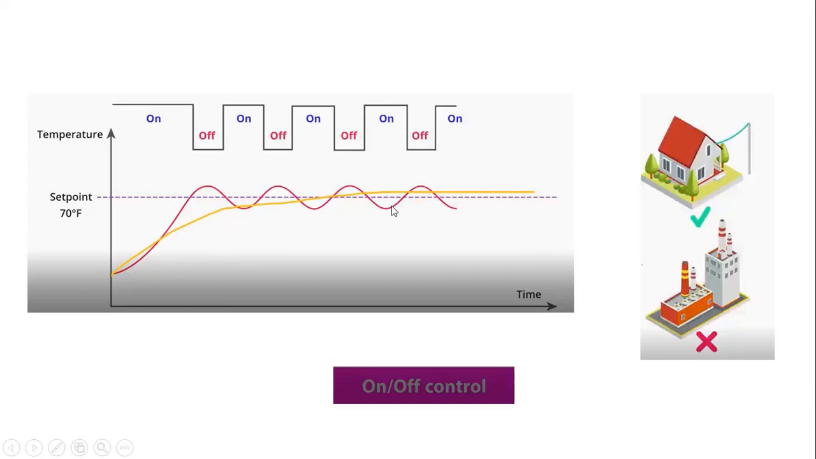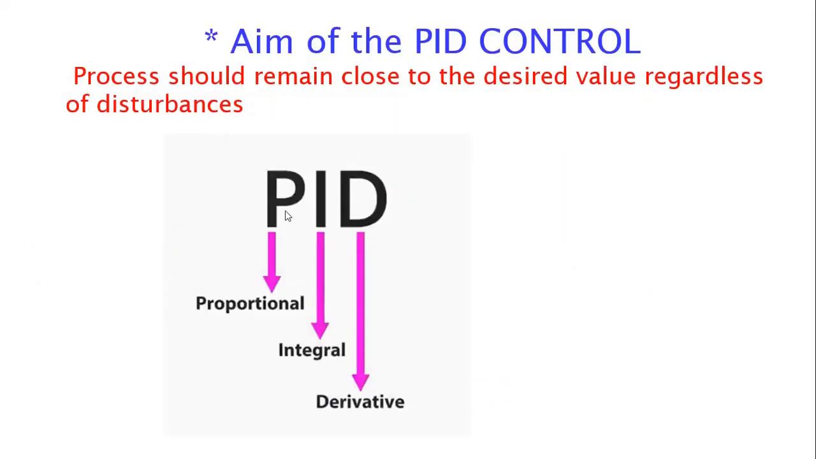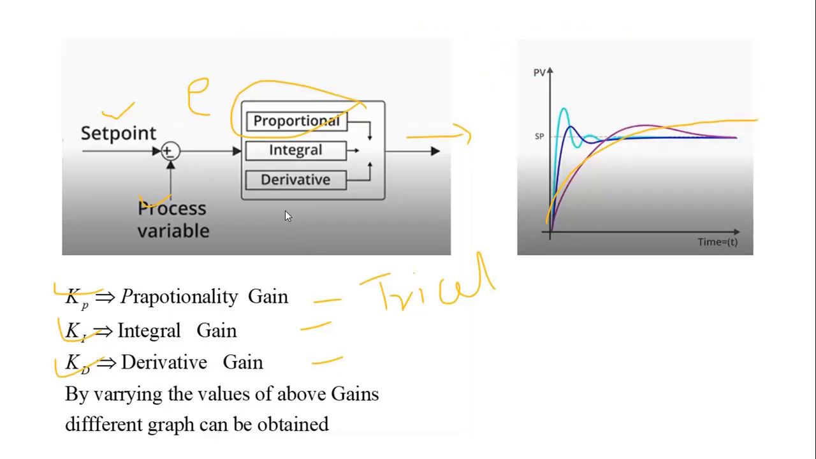Okay, we have to convert this on and off path to this kind of path. That can be achieved by using PID control. Under PID control, P means proportional, I means integral, and D means derivative. We have to change the values of Kp, Ki, Kd that we have already told you in the last video. If you want, you can go to that video. I will just quickly summarize that.